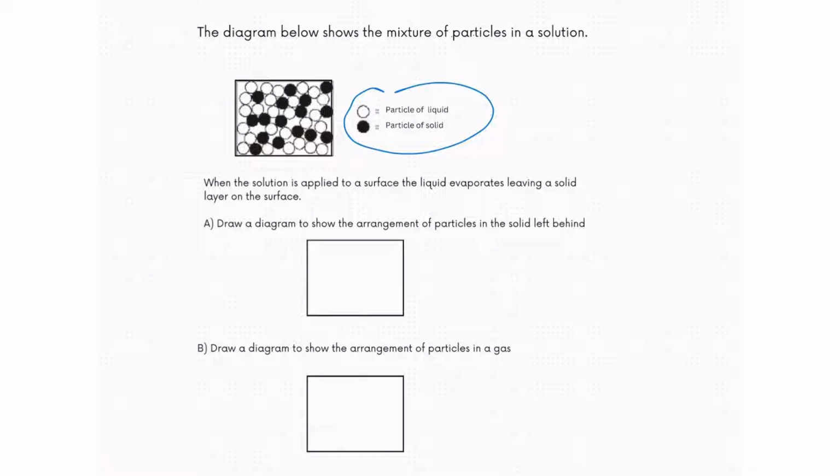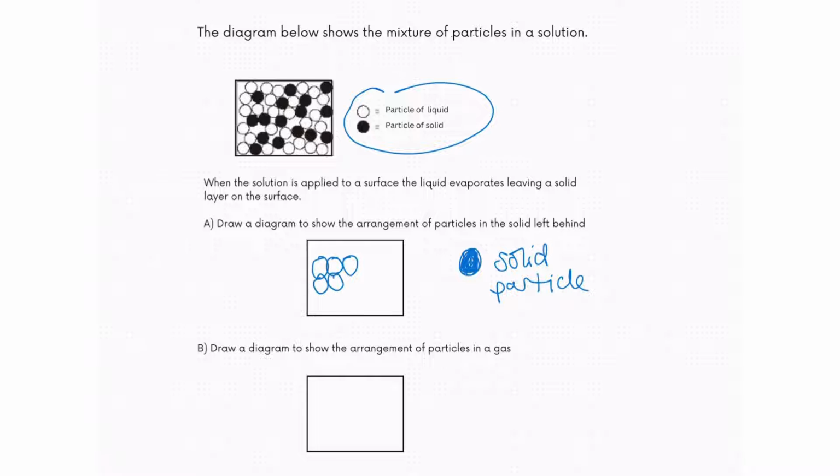And the question is asking you to draw a diagram showing the arrangements of particles in the solid left behind. So, sometimes they'll tell you what to use to represent the solid, sometimes they won't. We are going to use this. We're going to use a circle coloured in. And if you're not sure, you can then add a key at the side, okay, to say solid particle, and you need to use a number of these.